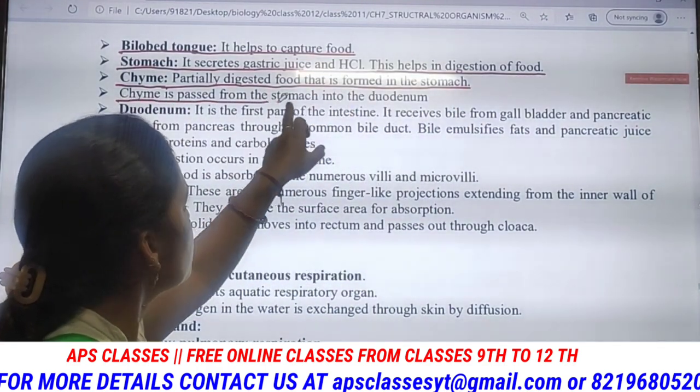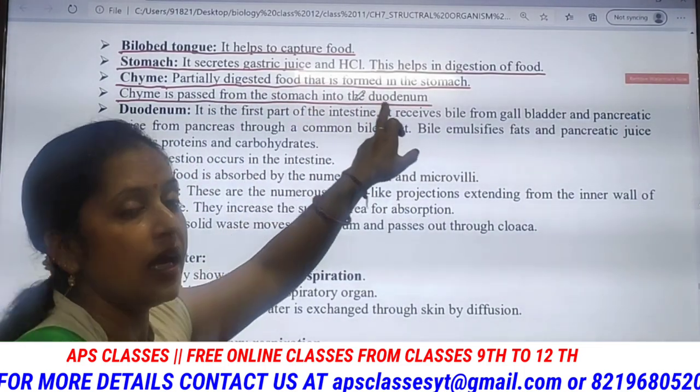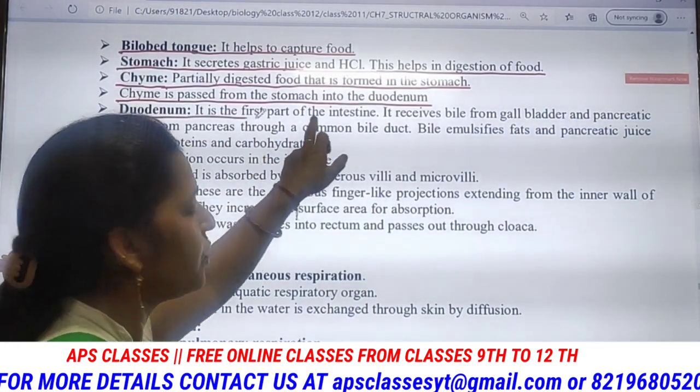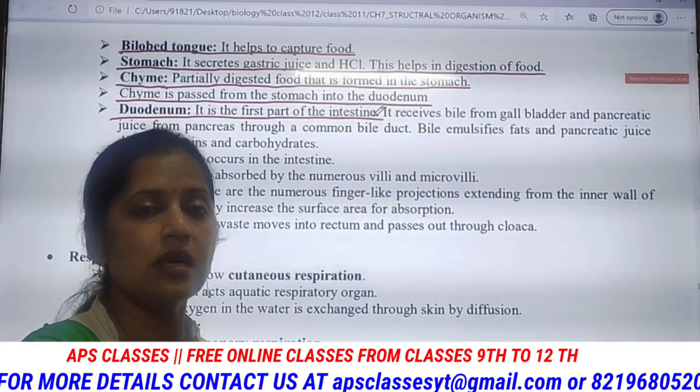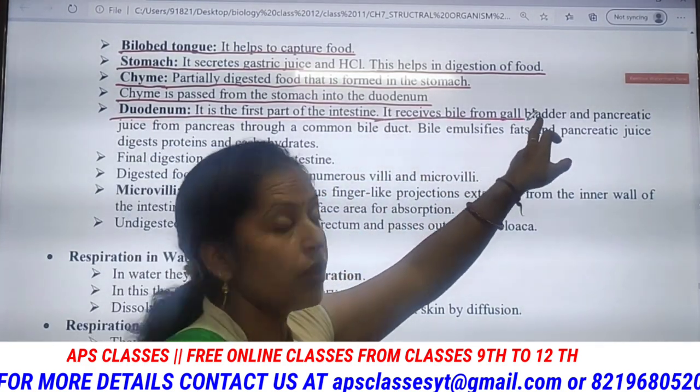Chyme is passed from the stomach into the duodenum. अब chyme जो है वो stomach से होता हुआ वो कहाँ pass करता है? Pass into the duodenum. Next is duodenum. It is the first part of the intestine. Duodenum जो है, that is the first part of the intestine and it receives bile from the gallbladder.